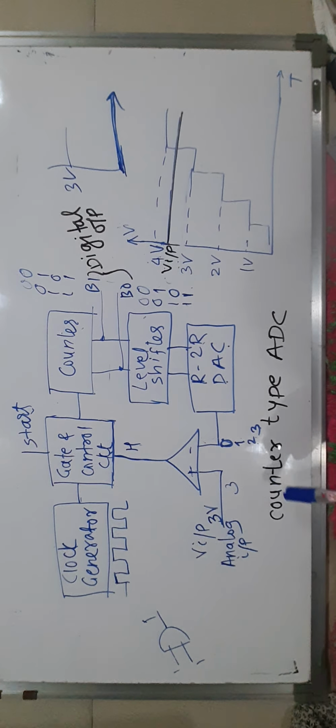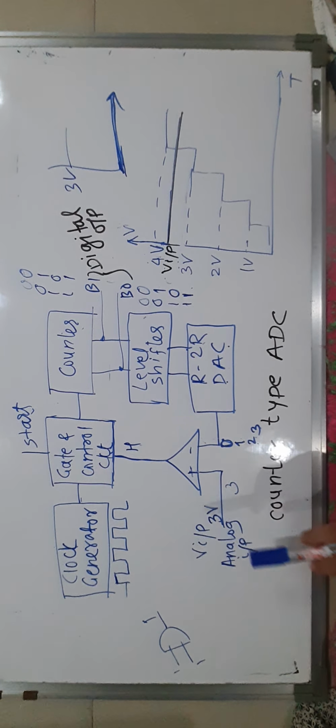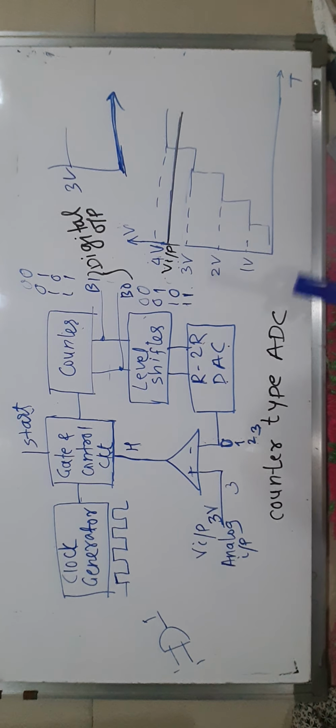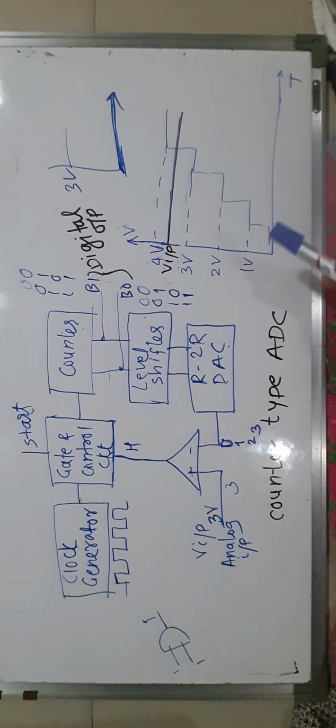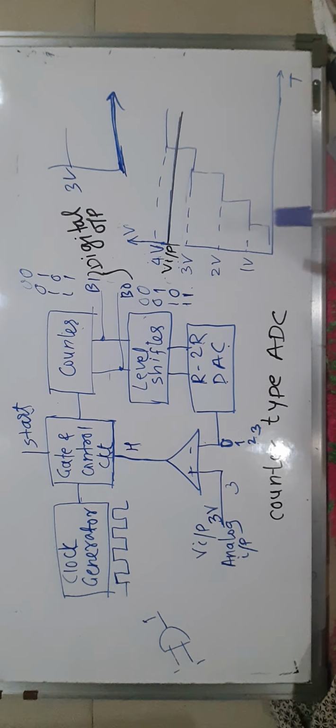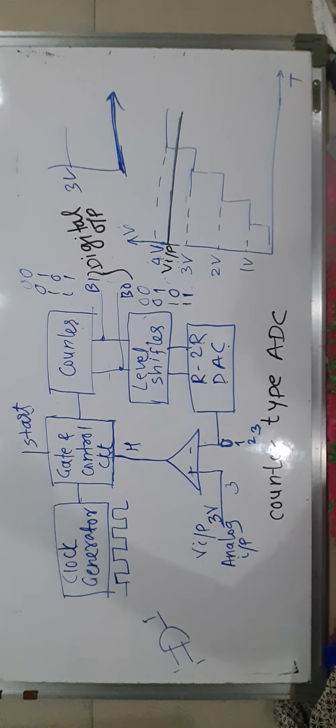Here the only drawback of this circuit is that the process is very slow. If the value of the analog input is high, if a higher voltage is to be converted into digital form, then it is a very long process, because each time the counter is incremented by 1. So it is a step by step process. That's why this process is very slow and time consuming. This is the only drawback of the counter type ADC.